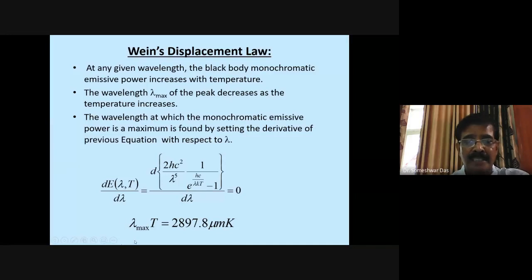that says that lambda max is inversely proportional to the temperature. Lambda max is equal to 2897.8 divided by T, right? So that means lambda max is inversely proportional to the temperature. As the temperature increases, the lambda max decreases, and vice versa. So this is Wien's displacement law that you have studied earlier.